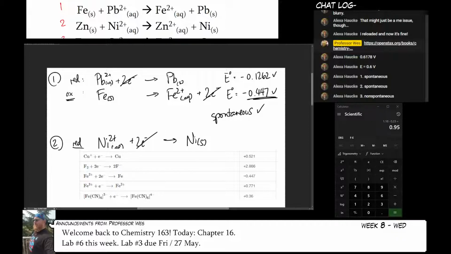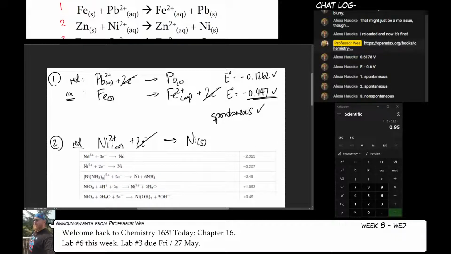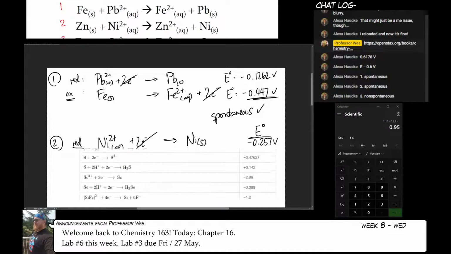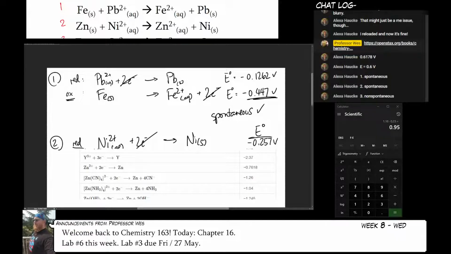Alright, let's get some E values. So what do we got here? So we got nickel, negative 0.257. And then for zinc, there's zinc. Alright. More negative at the anode. Hooray. Excellent.